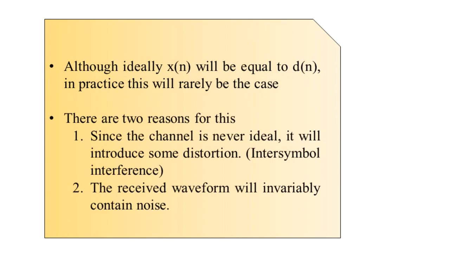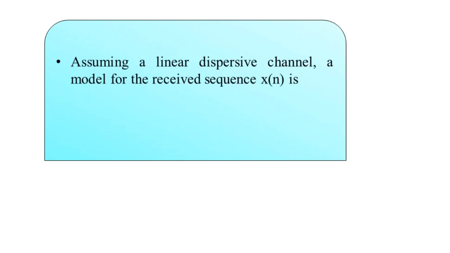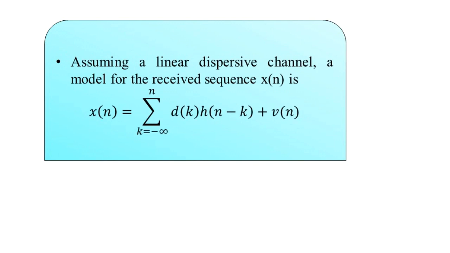And the second reason is that whatever signal, in the form of a waveform, we receive at the receiving or destination end will invariably contain noise. So let us assume a linear dispersive channel. A model for the received sequence x of n is described by the expression x of n equal to the summation k from minus infinity to n of d of k multiplied by h of n minus k, added to v of n.